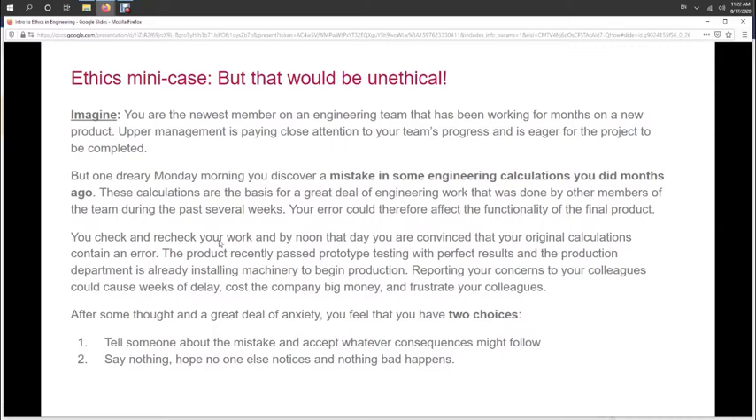Okay? So remember, the product went through prototype testing, it passed it with flying colors. So your mistake may not have any consequences. The product could go to production, it could be used by customers, they could be very happy with it, and nobody might ever find out.